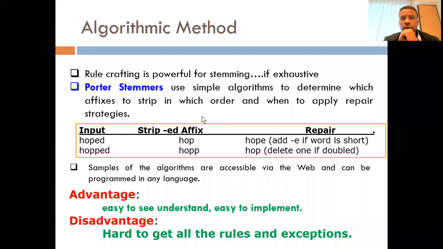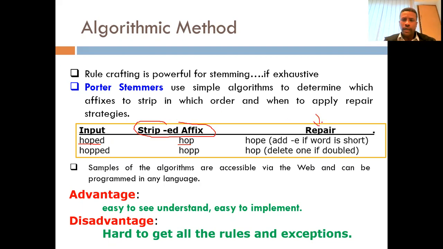So in this algorithmic approach, as you can see, if the word that's given as an input is hopped, we know that ed is a past tense marker, but whenever you remove it, it will remain as HOP. So this is stripping off or removing the affix. But whenever you do that, it's common to see that you might remove the part which should not be removed.